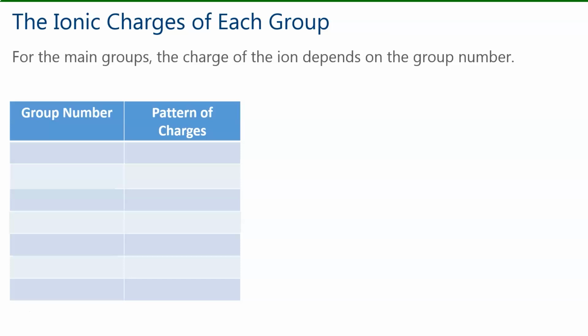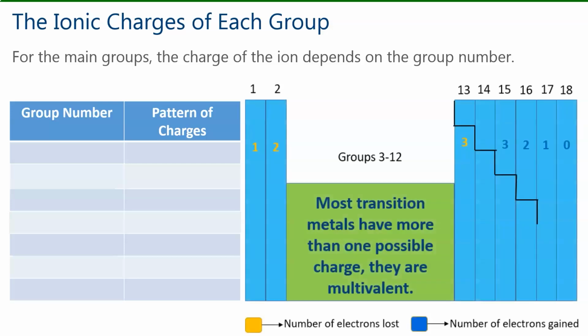For the main groups in the periodic table, the charge of the ion depends on the group number. There's a pattern to the charges. Group number 1, the alkali metals like sodium and potassium, have a charge of positive 1. Group number 2, the alkaline earth metals like magnesium and calcium, have a charge of positive 2. In the middle of the periodic table, we have groups 3 to 12. These are the transition metals.